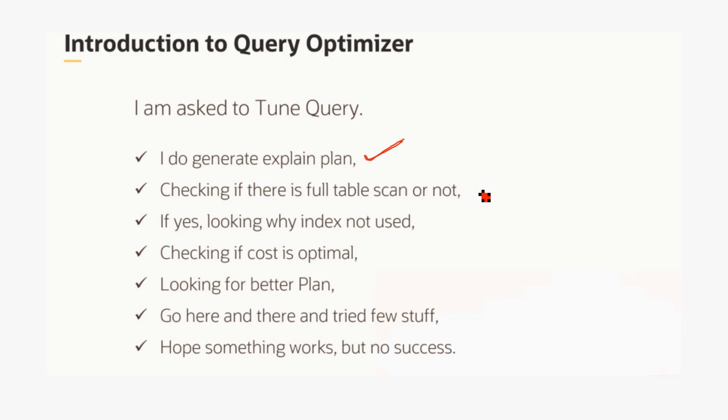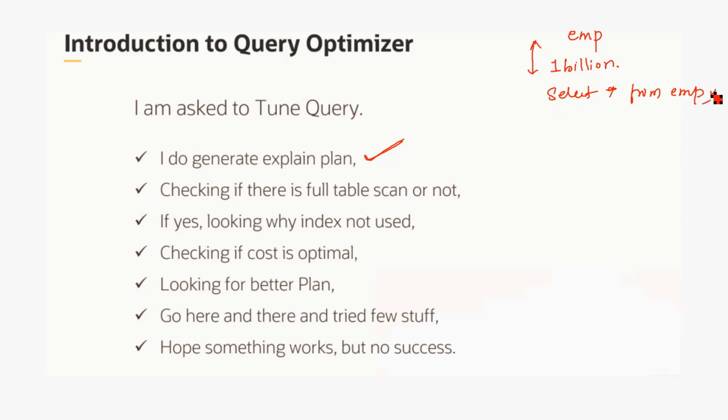Then it will check if there is a full table scan or not. Full table scan means what? Suppose your table is named EMP and that EMP table has 1 billion records, and someone wants a record from the mid value, and you are doing select star from EMP. What will happen? It will fetch the records from the beginning till the end if you are using this command.